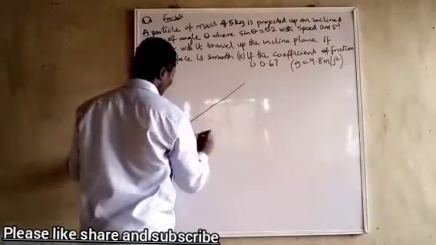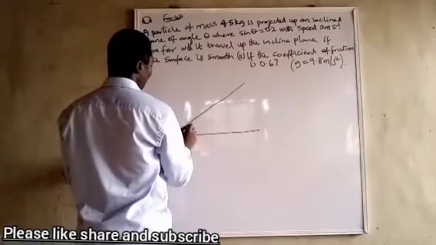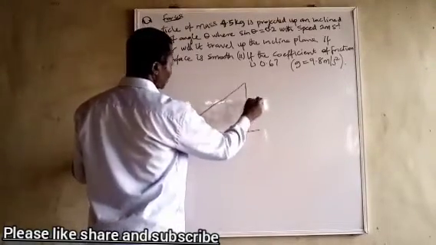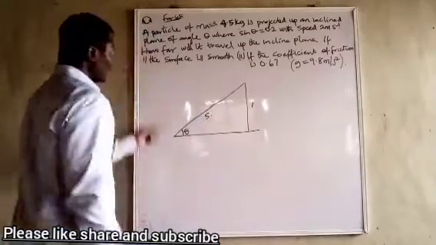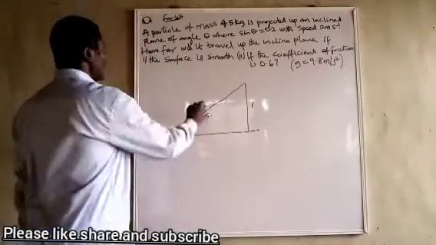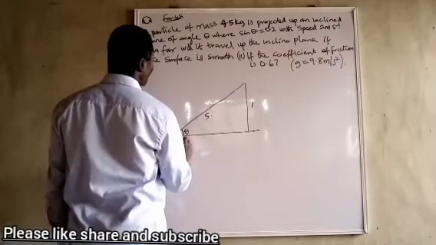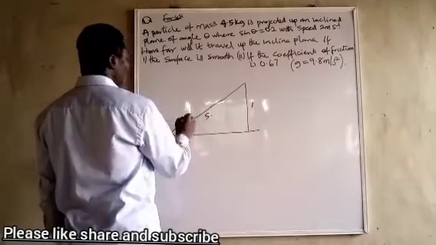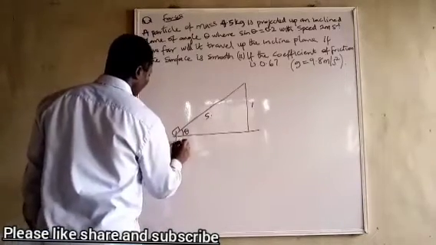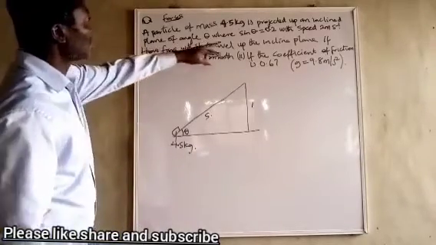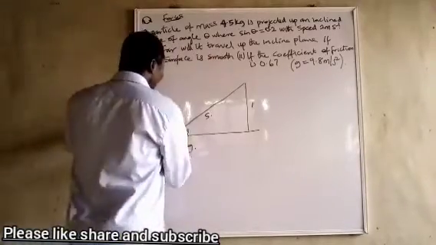Look at this, and we have theta. Your sin theta is 0.2. Let's say this one is 1 and this one is 5. We are now told that the body is 4.5 kg and it's moving from here. At this point, its energy is what? It has kinetic energy at this point.